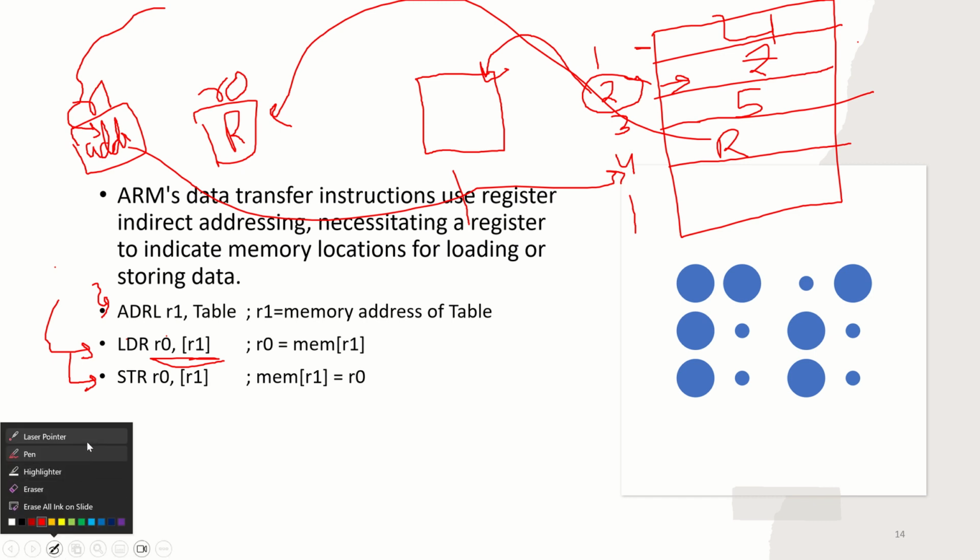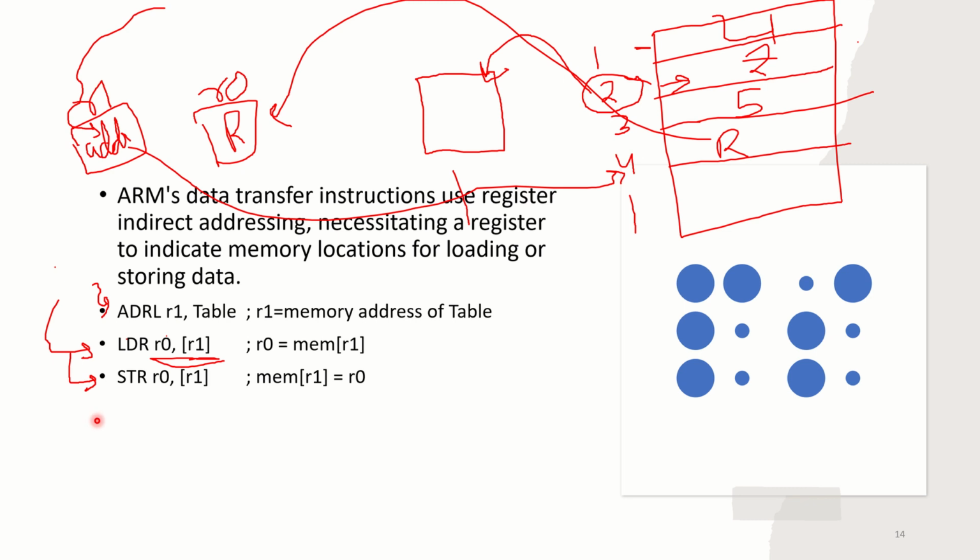Just take a minute and try to understand it. What is LDR? LDR means load register. It means we are loading a register. Which one? The first operand, R0. We are loading the R0 register. Loading means we are storing some value into the register. What value? A value from the memory.